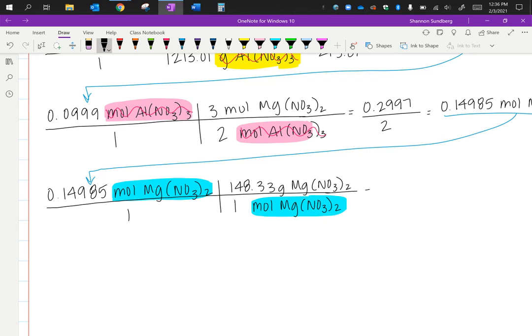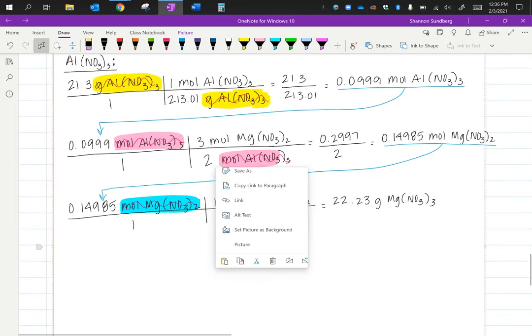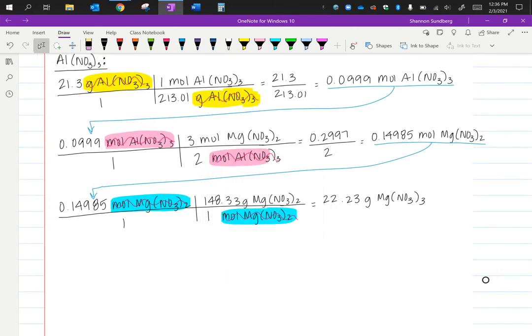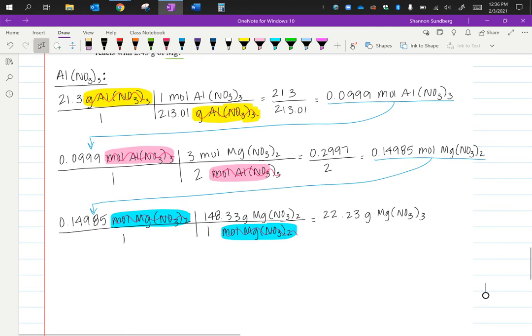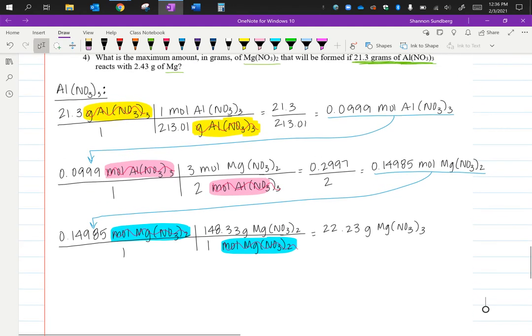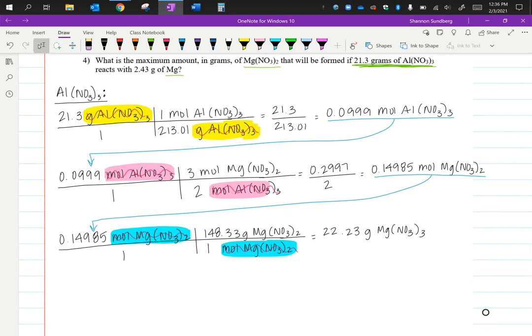Same process, multiply across the top, and you will get 22.23. There's 1 in the denominator, so that's your final answer. So 22.23 grams MgNO3, 2. You know it's that because these units canceled. You're not done. I know it seems like a long process, but you're not done. Why? Well, you only figured out how much product you could make from the one reactant. You got another reactant that you were asked about, the magnesium.